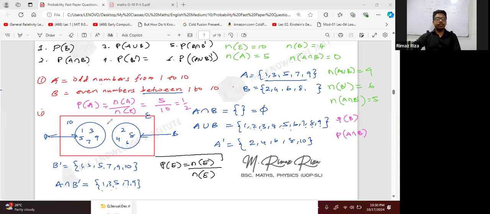Probability of B dash. That means the probability of not being an even number between 1 to 10. So that is 1, 2, 3, 4, 5, 6. Sorry, B dash here, 10 won't come, no? B dash, yes, for B dash it will come. The probability of being an even number between 1 to 10. So this is correct: 1, 2, 3, 4, 5, 6, 6 out of 10. So the answer is 6 out of 10.